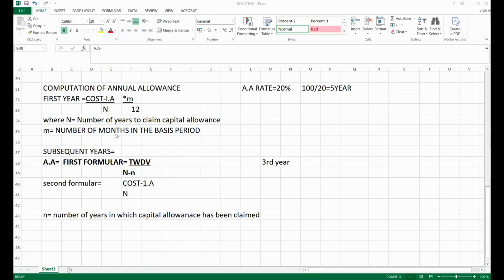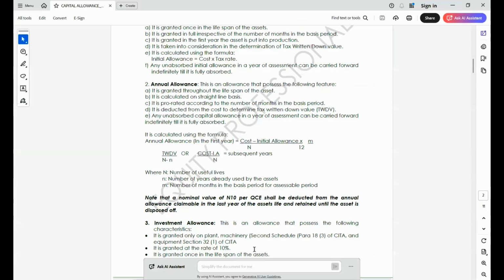Yeah. Good question. For capital allowance computation, you are going to use the number of months in the basis period, not the number of months when the asset was acquired. Is it clear? You use your number of months in the basis period, not the number of months when the asset was acquired. So that is what you are going to use for capital allowance computation. The number of months for when the asset was acquired is only for you to allocate the asset to the respective year of assessment.